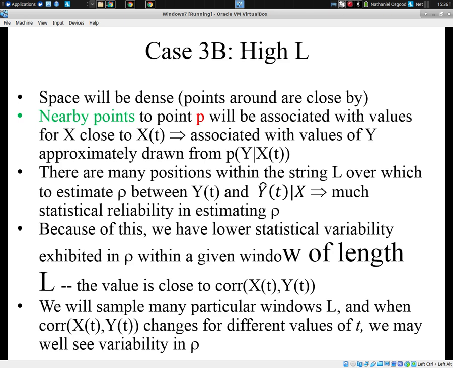And we talked about this before. Let's talk about high L. So here space is dense; if we consider the reconstructed shadow manifold, it's very dense. Nearby points will tend to be associated with values of X fairly close to X of T, and therefore associated with values of Y that are similar, based on the correlation. So if you consider P of Y given X of T, we're going to have some distribution, and they're going to be associated with draws from that distribution.